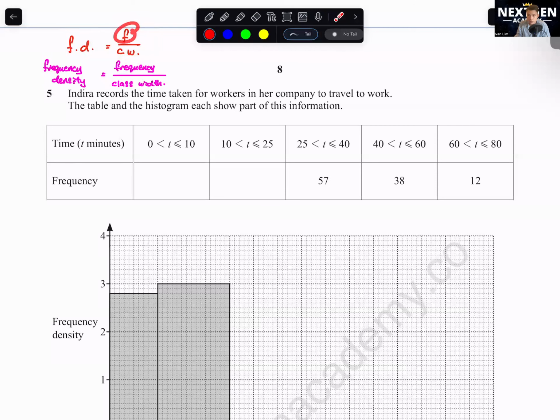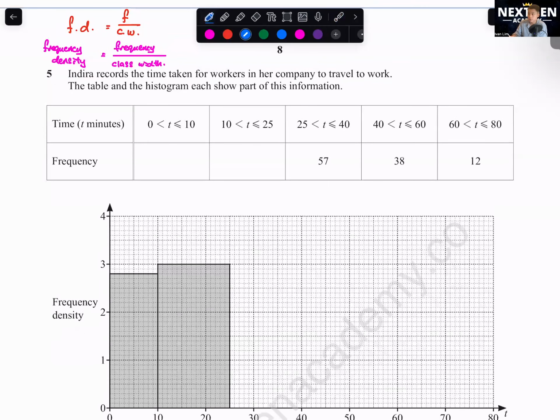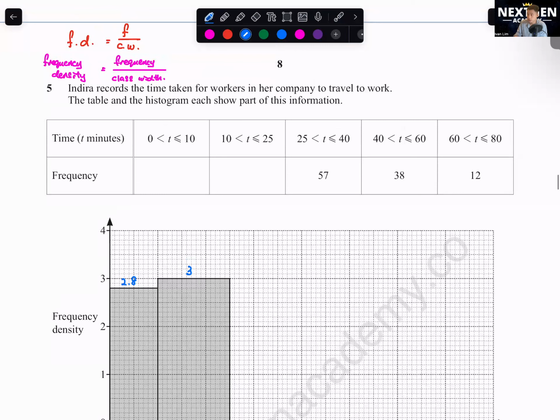Frequency, the formula is FD multiplied by CW. Frequency density, which is your Y, class width is your X here. Find midpoint? No, don't need to find midpoint. This one is just frequency density multiplied by class width. So let's label down the frequency density first. This is 2.8. This one is 3. I'll show you all how to calculate for this one.